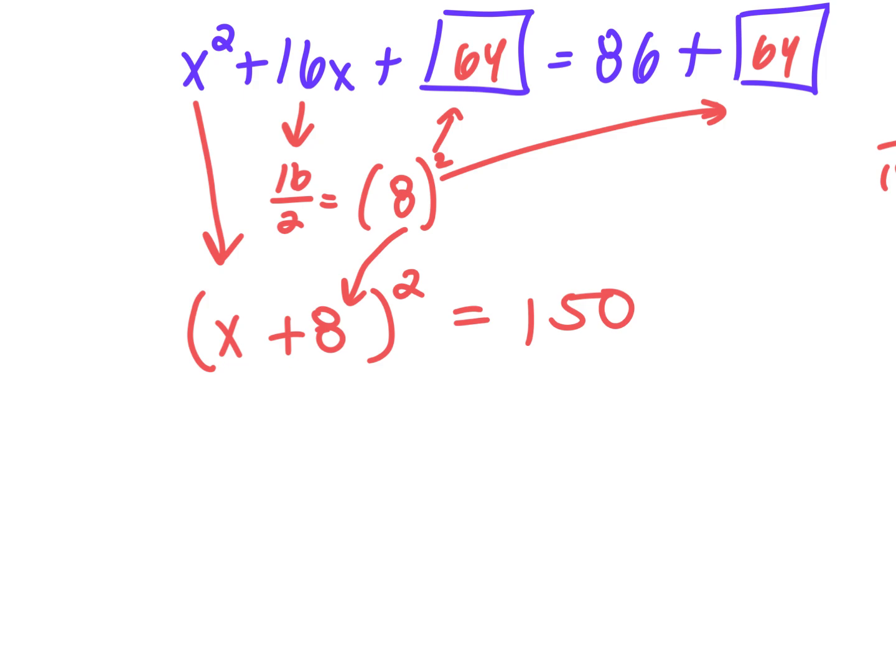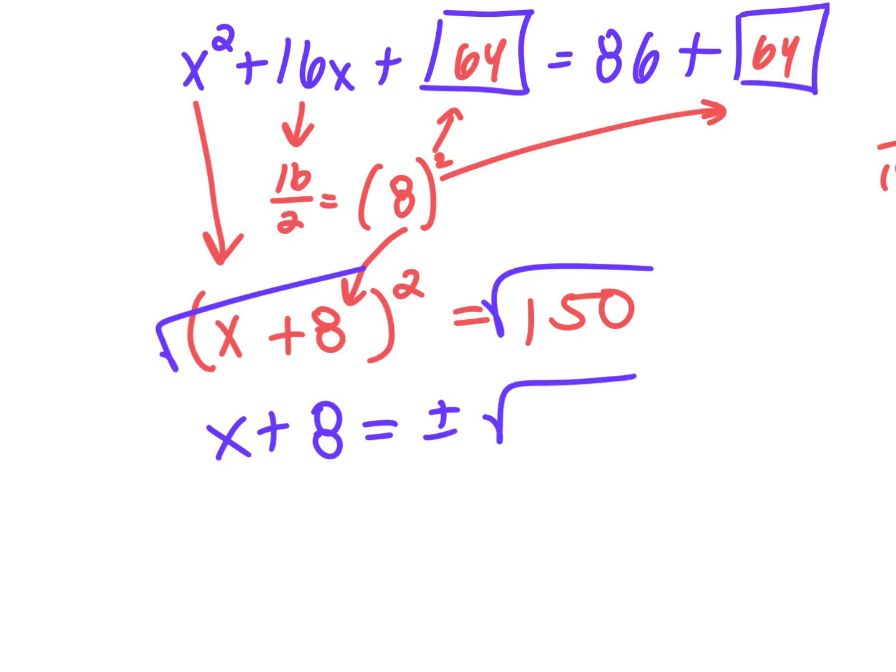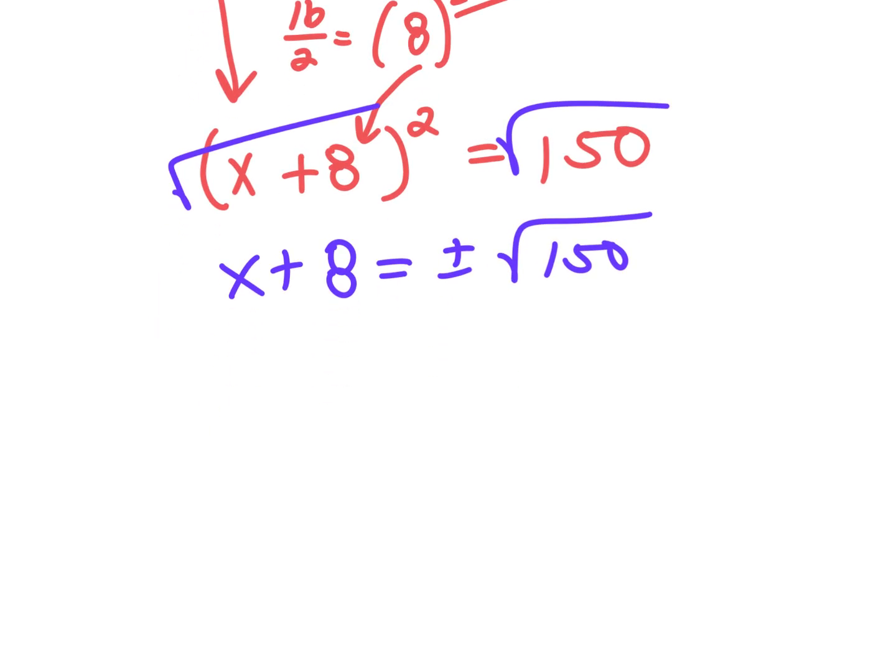Now we're back to a problem that we just did. Do you have a binomial squared equal to a number? Yes. So take the square root of both sides. So you have x plus 8 equals, what goes in front of your square root? Plus or minus. And now I need to get 8 all by itself. What's the one step I'm going to have to do? Subtract it from both sides. Good. So you have x equals negative 8 plus or minus.